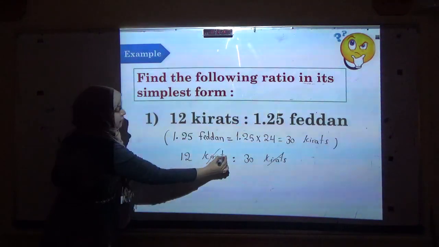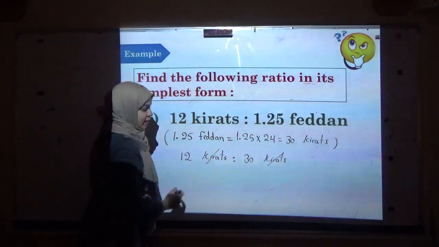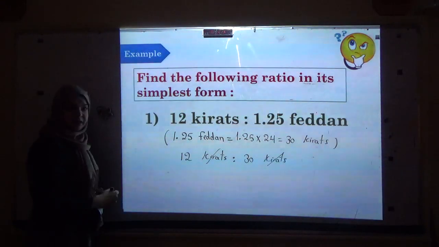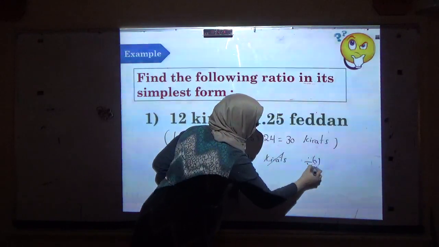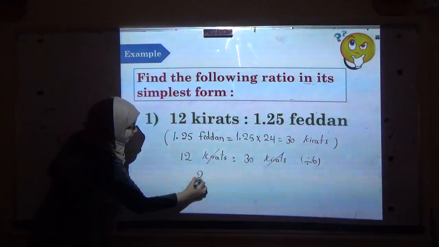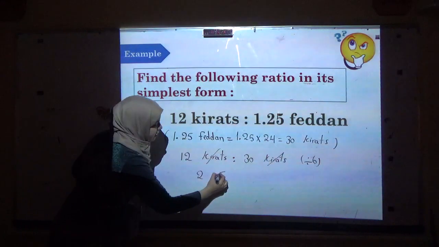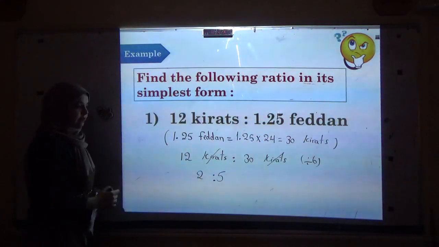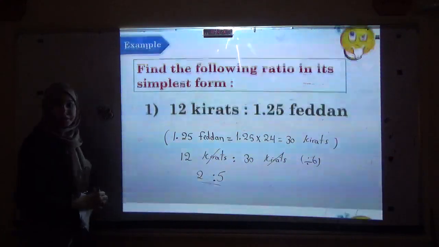Cancel the unit. 12 and 30. We can divide these two terms by 6. 12 divided by 6 equals 2, and 30 divided by 6 equals 5. So this ratio in its simplest form is 2 to 5.